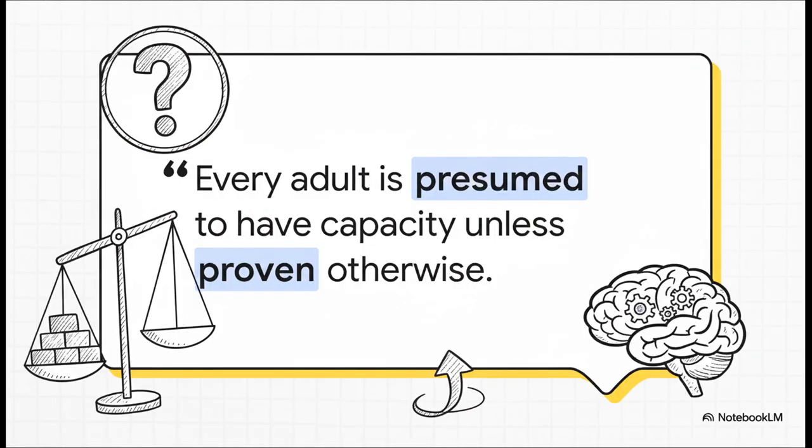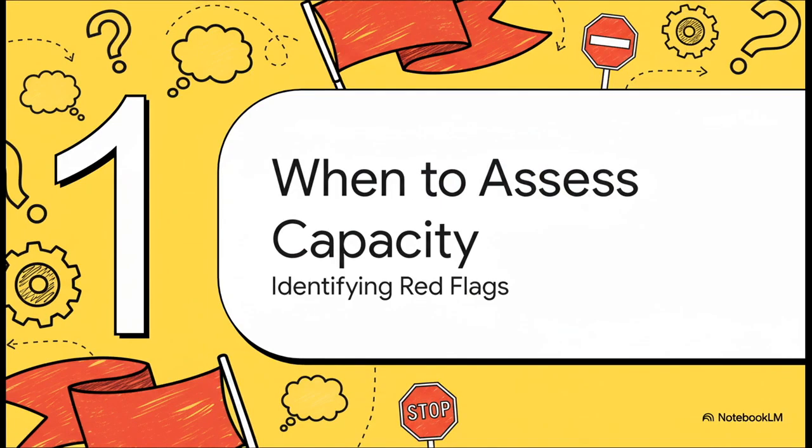And this right here, this is the guiding principle for every single interaction we have. We always start from the assumption that our adult patients are capable of making their own decisions. It's only when we have a good reason to doubt this that we should even begin a formal assessment. The responsibility is on us to show that a patient lacks capacity, not on the patient to prove that they have it. Okay, so what are those good reasons to doubt?